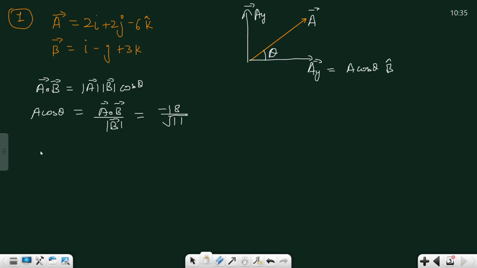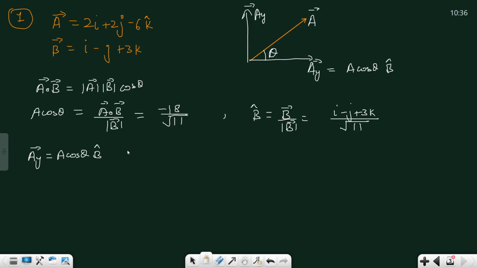Okay. So the AY vector will be A cos theta into the B unit vector. What will be the unit vector of B? The unit vector of B will be the B vector divided by the magnitude of B. Clear? So this is i minus j plus 3k divided by root 11.